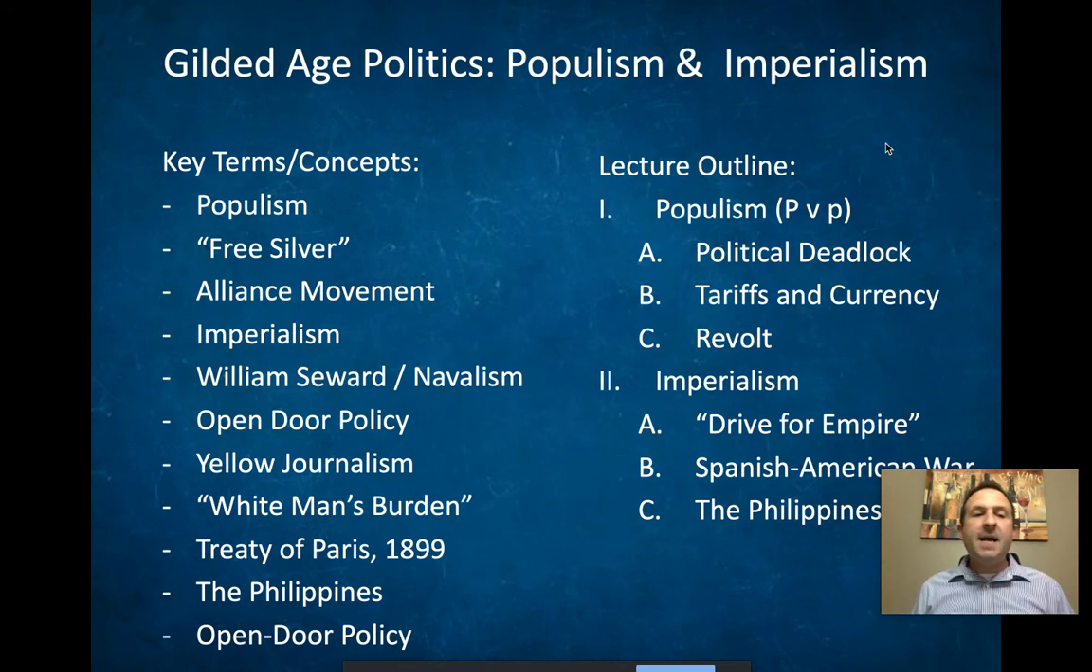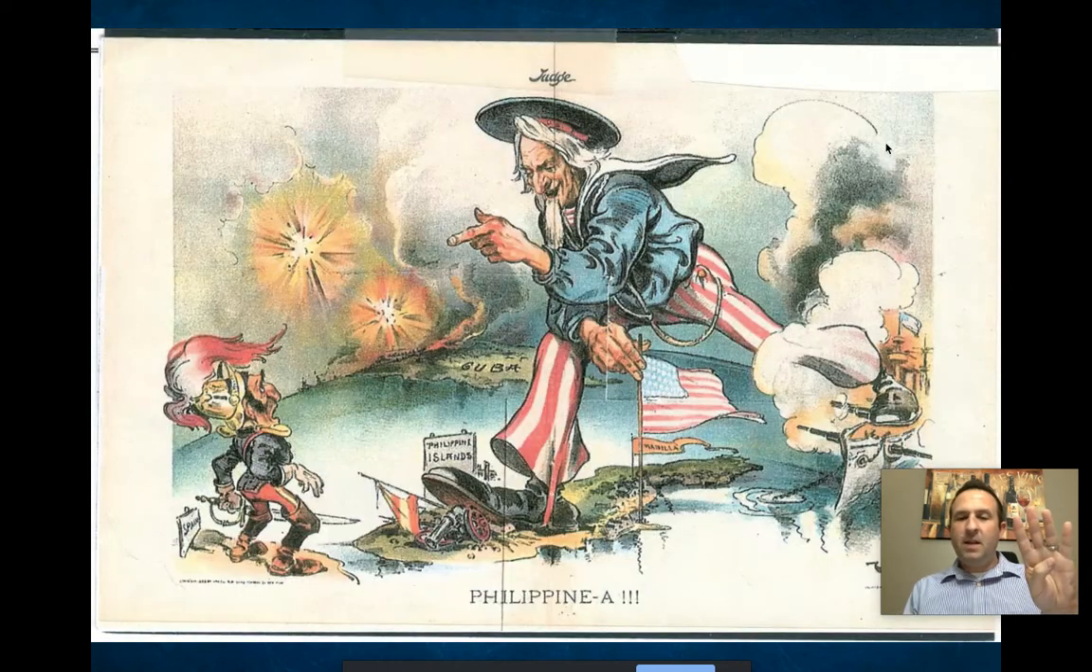In 1899, again, the war ends in August of 1898, but the treaty is not signed until 1899. The Treaty of Paris, yes, another Treaty of Paris. Treaty of Paris, 1899. That will officially end the Spanish-American War. The U.S. will get some of Spain's colonies, including Cuba, Guam, Puerto Rico, and the creme de la creme, the prized possession, the Philippines. Yes, the Philippines.